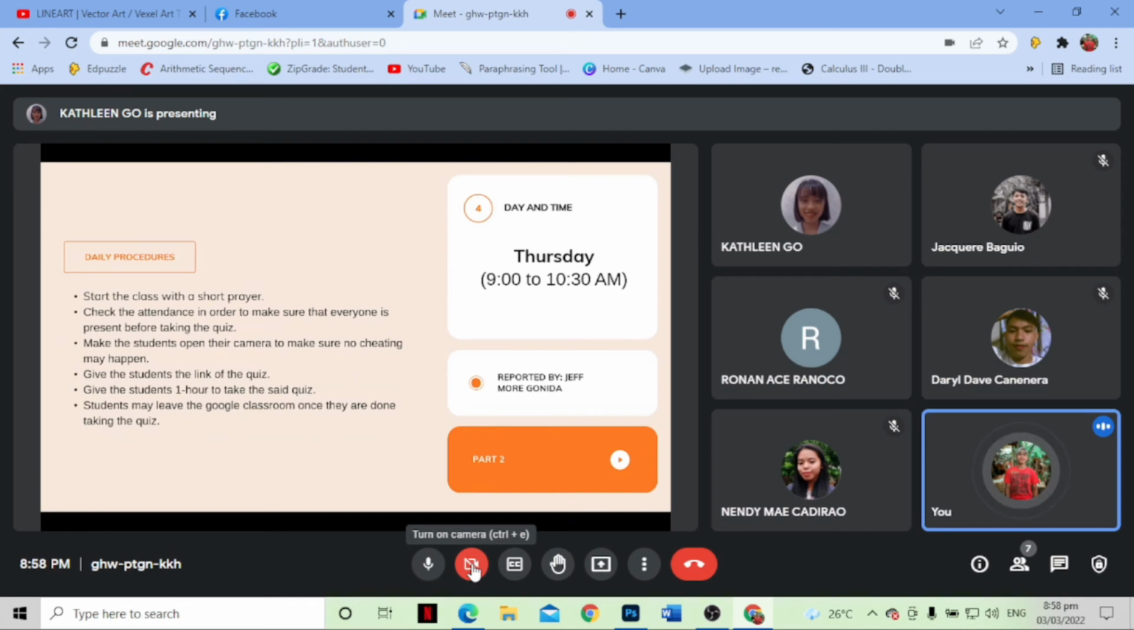The daily procedures, we always start our class with a short prayer. And after that, we check the attendance in order to make sure that everyone is present before taking the quiz. And after that, we will make sure that the students will open their cameras to make sure that no cheating may happen. And then we give students the link of the quiz and give the students 1 hour to take the said quiz. And lastly, students may leave the Google Classroom once they are done taking the quiz.